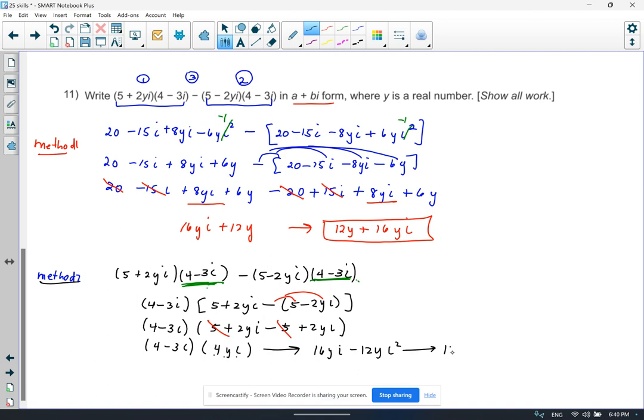So that's 16. That i squared becomes a negative 1. So I get 16yi. Negative 1 times negative 12yi is positive 12y. And then you just have to put it into standard form. So 12y plus 16yi. So that's just an alternative. I hope this helps.